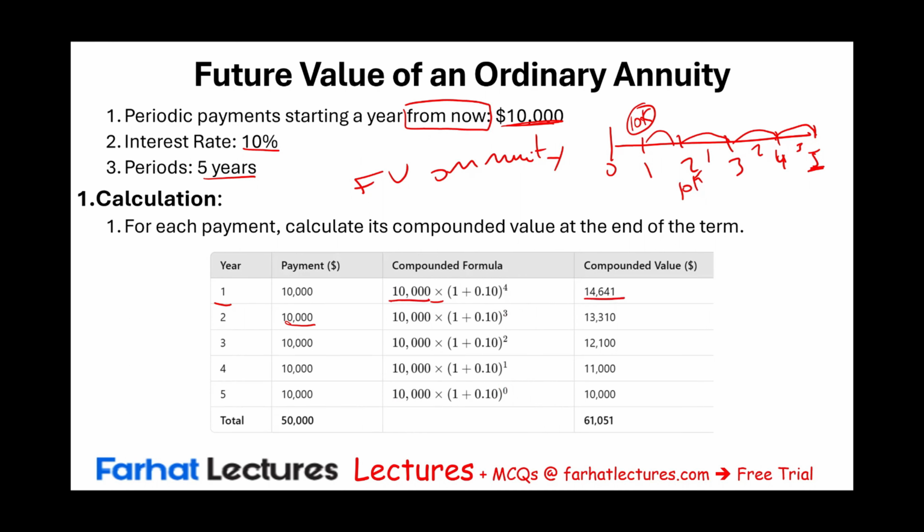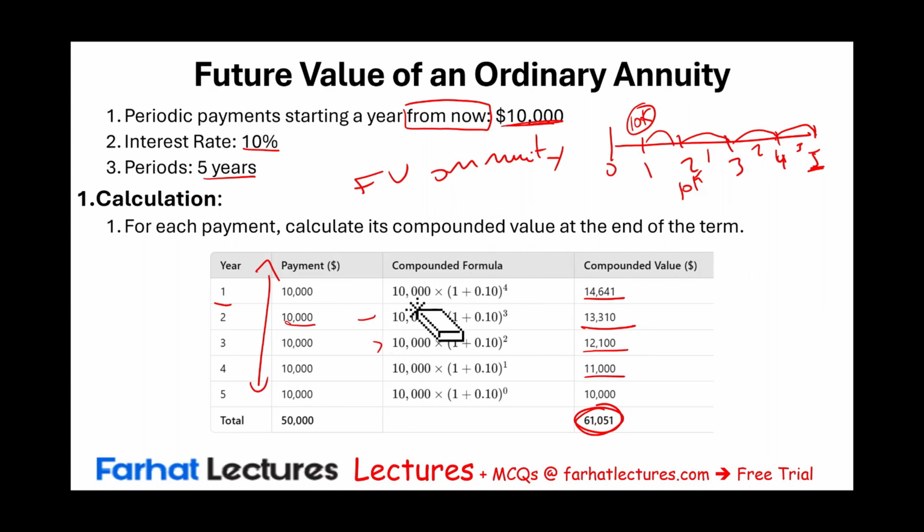Therefore, if we do this, we're going to see how much the first payment earned. It's going to turn into $14,641. The second $10,000 turned into $13,310. The third $10,000 turned into $12,100. The fourth $10,000 turned into $11,000. And notice, the later money you put in, the less it earns, and the earlier money, the first $10,000, earned $4,641 in interest because that money stayed there and compounded, right? The earlier you start, the more you are going to get. But the future value of this annuity is $61,051.